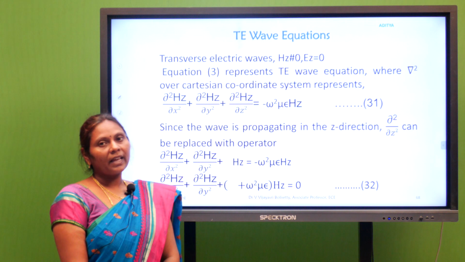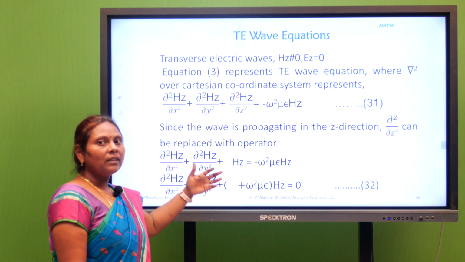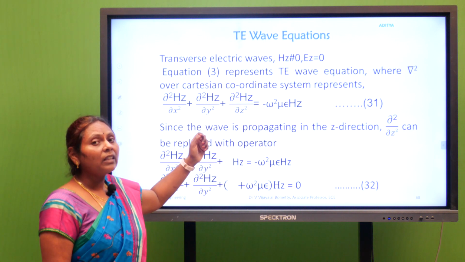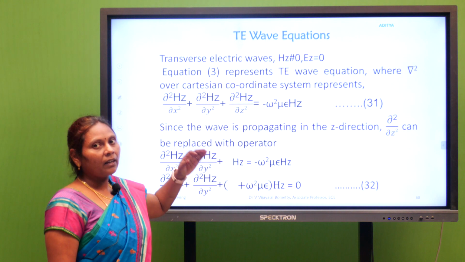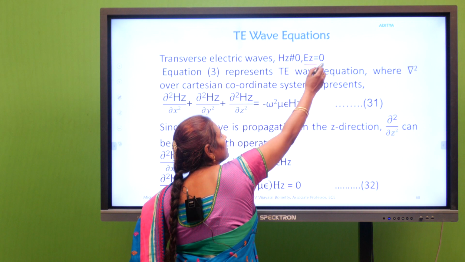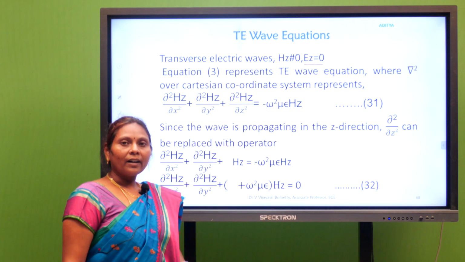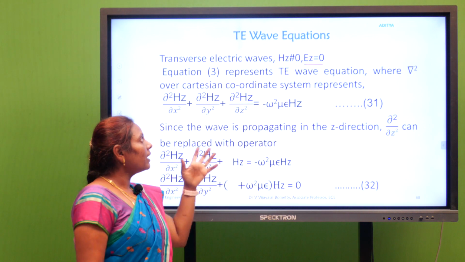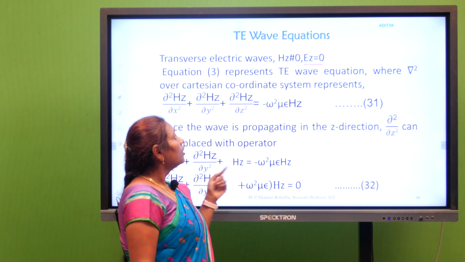What is a transverse electric wave? We have already seen this. Transverse electric wave means the electric field is perpendicular to the propagation, and so here Ez is equal to 0 and only the Hz component exists. Hz is not equal to 0.